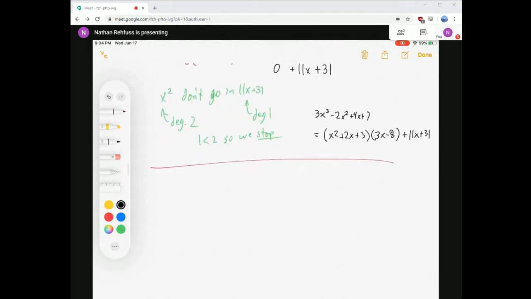If I wanted to do x to the 4th plus 4x plus 7 and divide that by x plus 1, I can get in some bad trouble right now. I can say x goes into x to the 4th, x cubed times. Multiply: x cubed times x is x to the 4th, x cubed times 1 is x cubed.